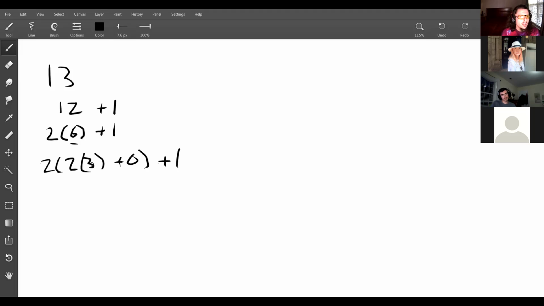Then 3 here is not a 2 or a 1, so I'll break it apart again. It's odd, so I'll break it apart into 2 plus 1. And then finally, I'm basically done here. I can just put a 1 there. Now everything is either adding 1, adding 0, or multiplying by 2. Now, that was possible for 13. Should this, in theory, be possible for any number?